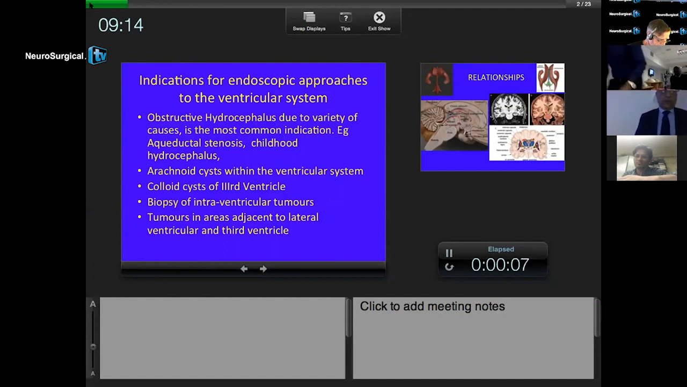What are the indications where we will be doing endoscopic approaches into the ventricular system? The most common in our setting, of course, is obstructive hydrocephalus due to the variety of causes that we all are aware of. Aqueductal stenosis and childhood hydrocephalus is amongst the most common procedure that is done in our setting. Then one wants to manage arachnoid cysts within the ventricular system and also using endoscopy outside of the ventricular system. Colloid cysts of the third ventricle is another indication. Biopsy of intraventricular tumors and tumors in areas adjacent to the lateral ventricle and the third ventricle. So these are the reasons why one would want to go endoscopically into the ventricle.